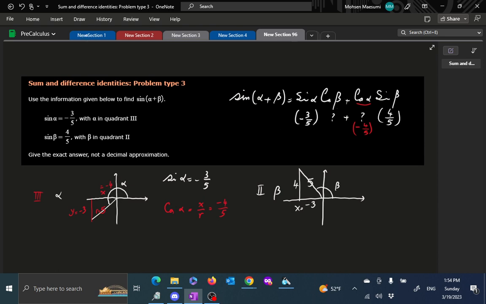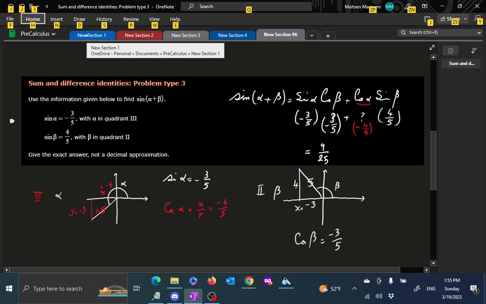We want its cosine. What is cosine of beta? X over r. So minus 3/5. So this one is going to be minus 3/5. So the product of these two is 9/25. Okay, 9/25 minus 16/25. So it all boils down to minus 7/25.